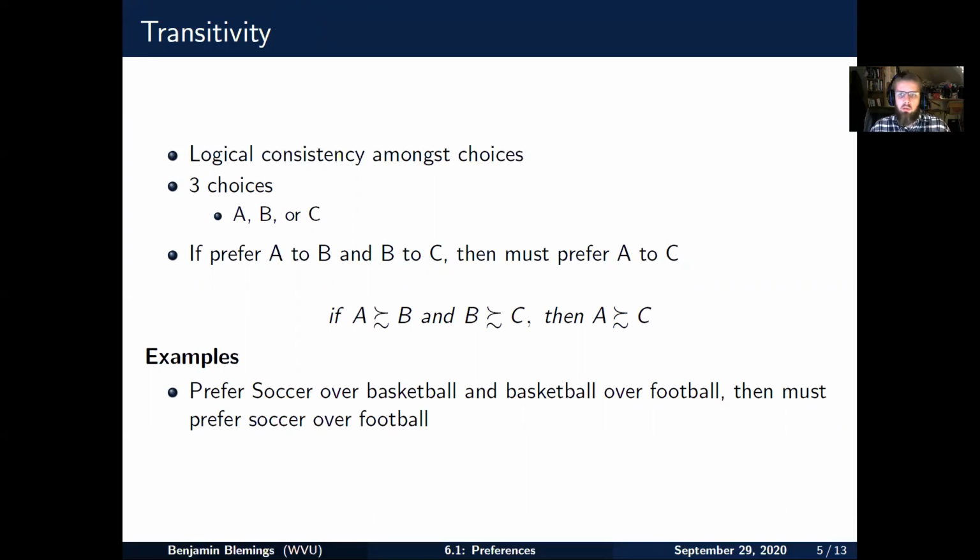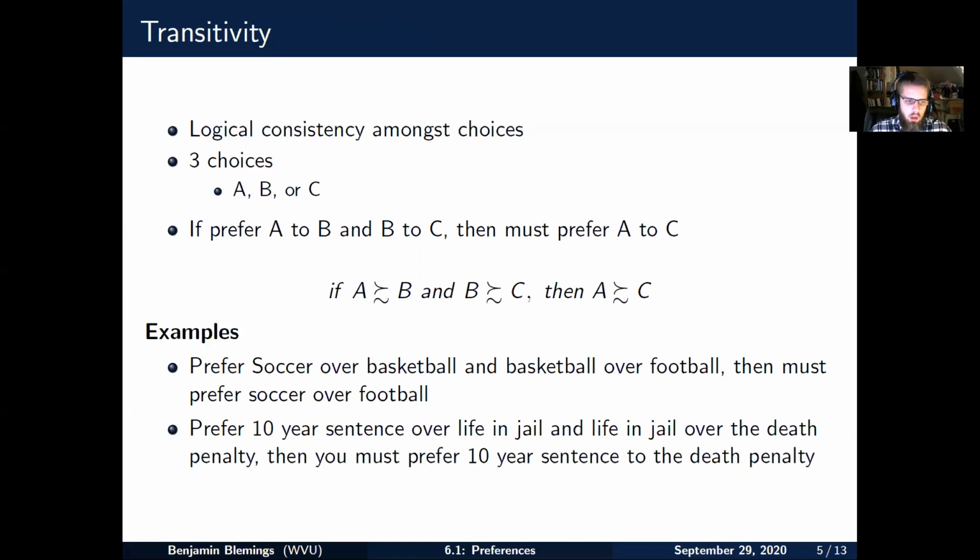If that were the case, then we could say that your preferences were transitive and complete. So let's say you prefer a 10-year sentence over life in jail, and life in jail over the death penalty. Then transitivity implies that you must prefer the 10-year sentence to the death penalty.